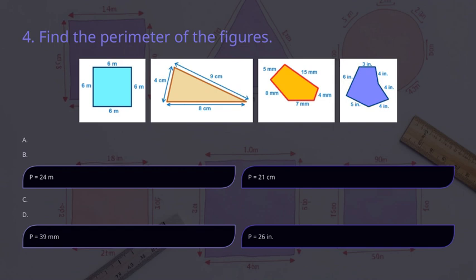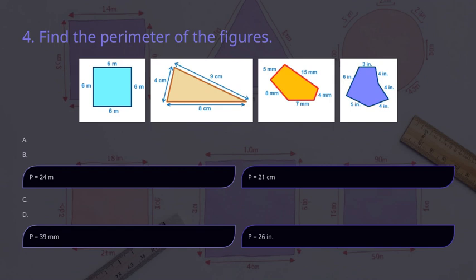Next, figure C shows a perimeter of 39 millimeters. Remember, when working with different units, like millimeters here, always keep track of units to ensure your final answer makes sense. Finally, figure D has a perimeter of 21 centimeters, and in the last one, we have 26 inches. The key takeaway here is that perimeter is all about adding up the lengths of all sides of a figure, regardless of the units used. Understanding how to find the perimeter helps us measure and compare different shapes accurately, which is a fundamental skill in geometry.